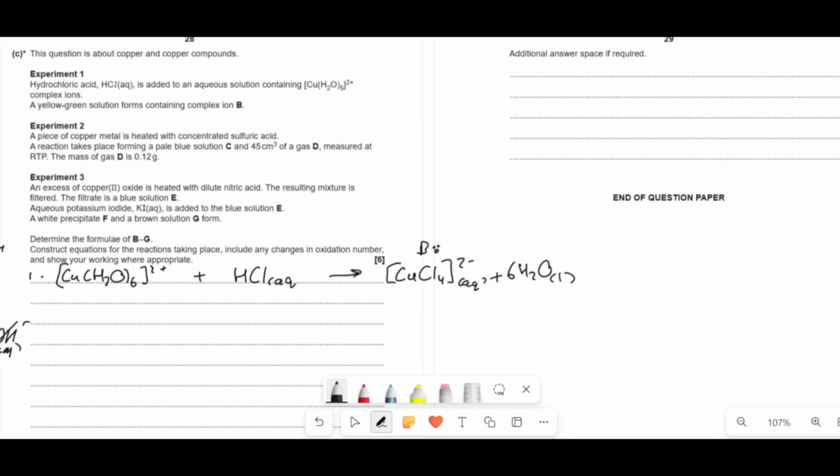There you go. We figured out what B is straight away. And then obviously balancing it out, we would just have a 4 there. Right? That's that one done. So now we've sorted out what B is.